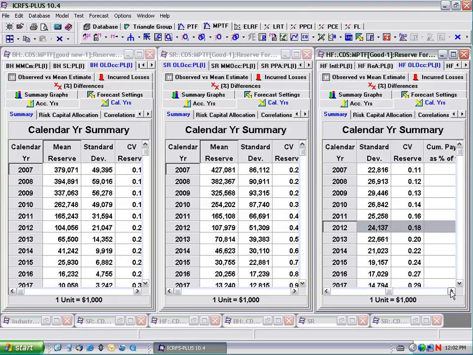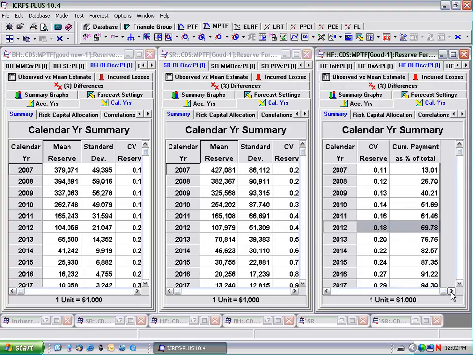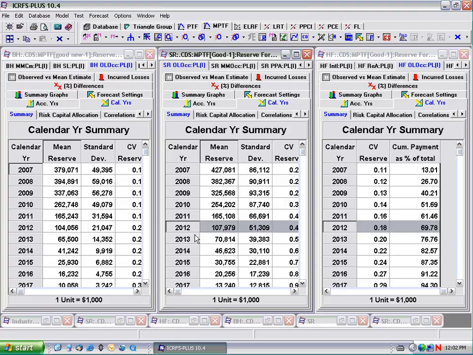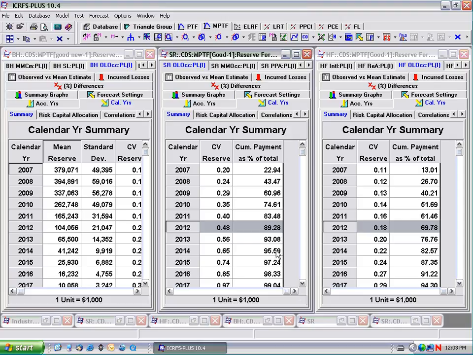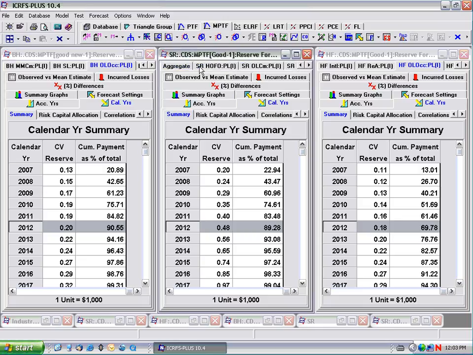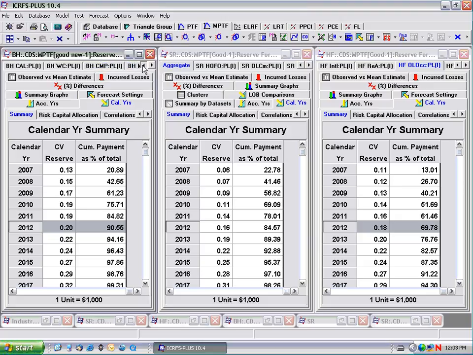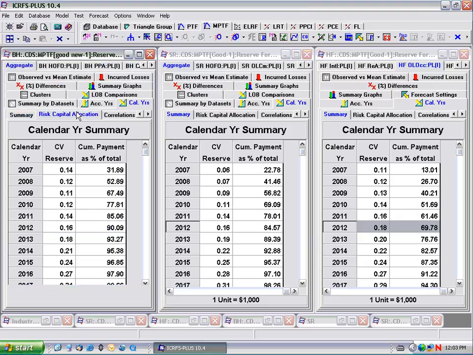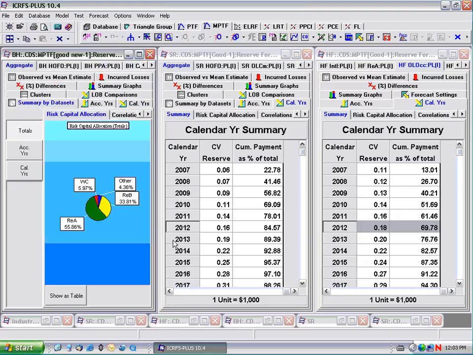2012, you've made about 70% of the total reserves are paid within 5 years. 89%, that's very different. 90%. Okay, so Swiss Re is a little bit more like Berkshire Hathaway, but not in terms of risk capital allocation. If you look at the risk capital allocation across the aggregate, in terms of percentages, risk capital allocation, summary data sets.